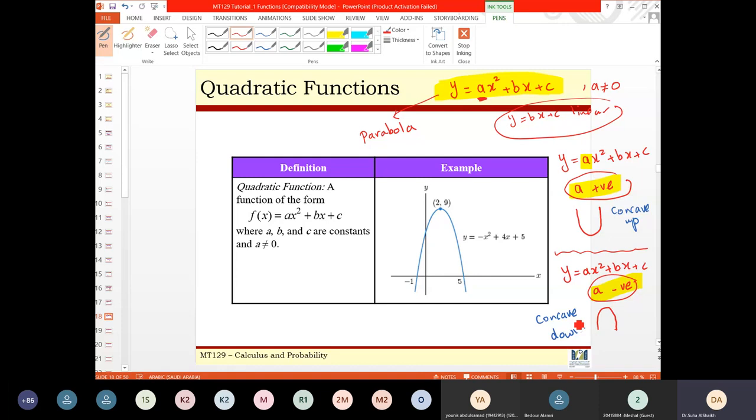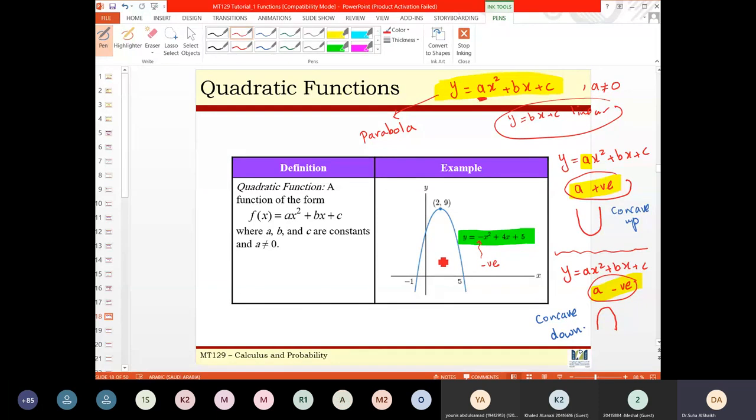Now here they are giving you an example. The function is y equal to minus x squared plus 4x plus 5. Concave up or down? It is concave down. Why? Because what's multiplied with x squared is negative, right? So it is concave down. And this is how the graph looks, and later on we will even talk about how I can know that it looks like this, how I know the vertex is 29 and it opens downward. Yes, it's concave down.